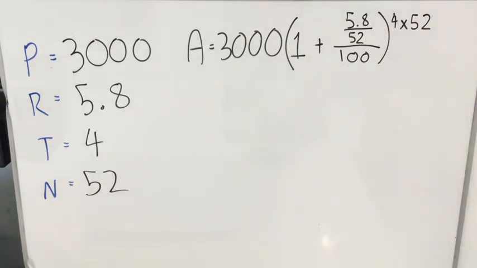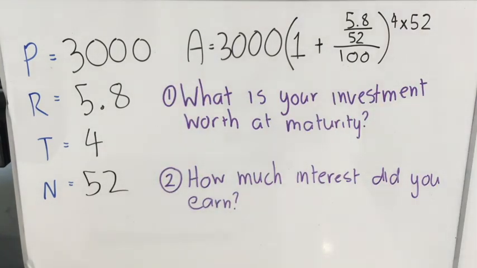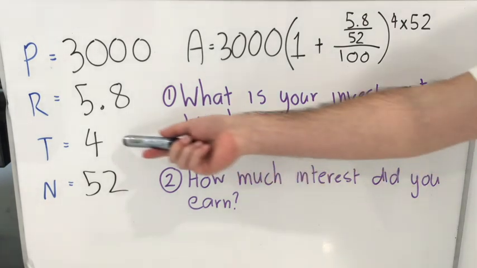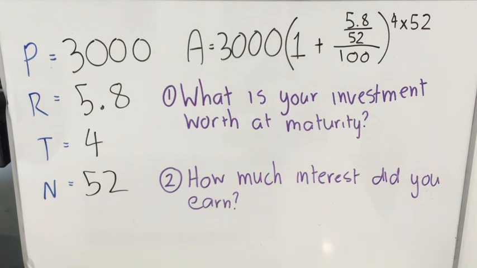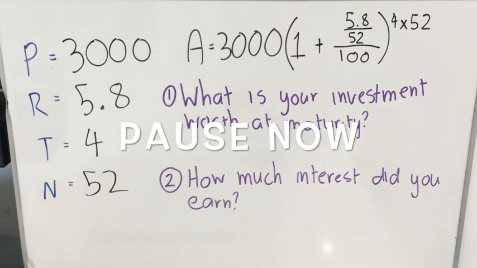But this time I have 2 questions for you. Have a look at these 2 questions and then decide what you need to do to work out each one. Here are my 2 questions for you. What is your investment worth at maturity? Now, maturity is just a fancy word for at the end of the 4 years. So whenever you see a question talking about when something matures, that just means the end of T, the end of how many years it is. And the other question, how much interest did you earn? So if you use this formula, see if you can work out which question this will answer, and then see if you can work out what you need to do to find the other question.